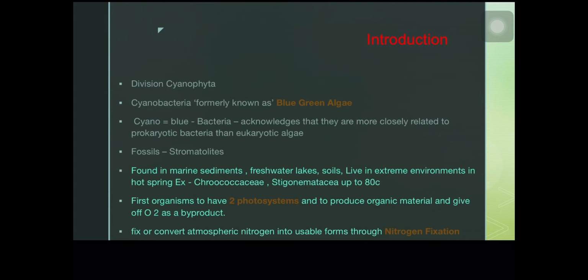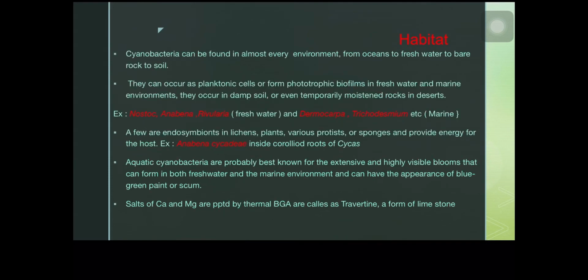And these organisms also have the important feature of fixing the atmospheric nitrogen in specialized structures which are called heterocysts. So the organisms in this group have two features: fixing the carbon dioxide as well as fixing the atmospheric nitrogen. Coming to the habitat, they are present in almost every environment. They are present in aquatic and terrestrial forms, freshwater and marine, and even in the soil and on bare rocks.